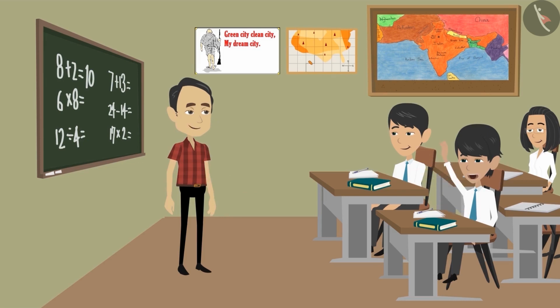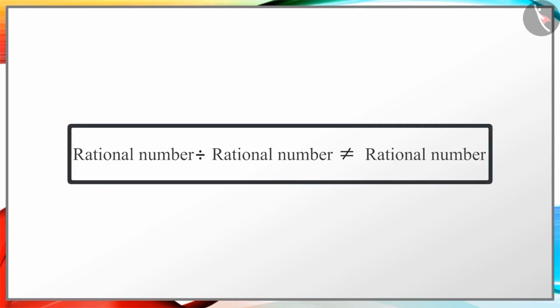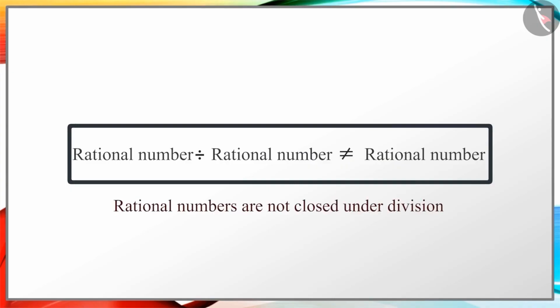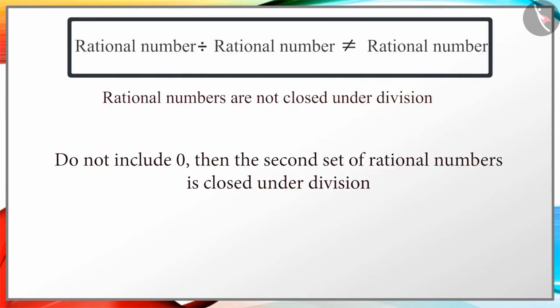What did you find out from this? Sir, this means that it is not necessary that we will get a rational number by dividing two rational numbers. Sir, does this mean that rational numbers are not closed under division? Yes, children. Rational numbers are not closed under division. But if we do not include 0, then all other rational numbers can be considered to be closed under division.